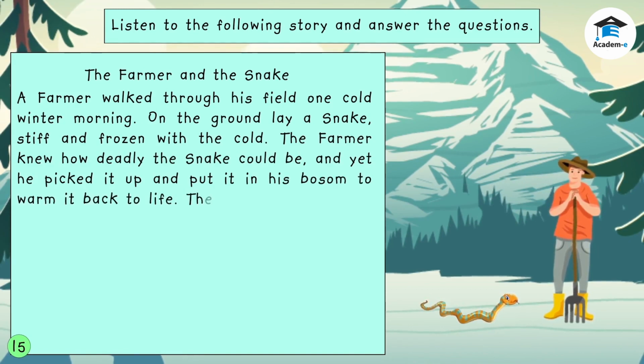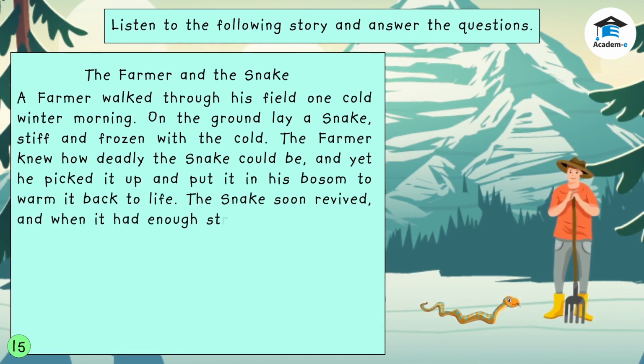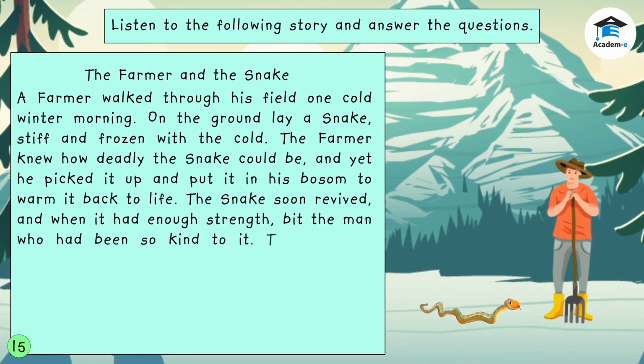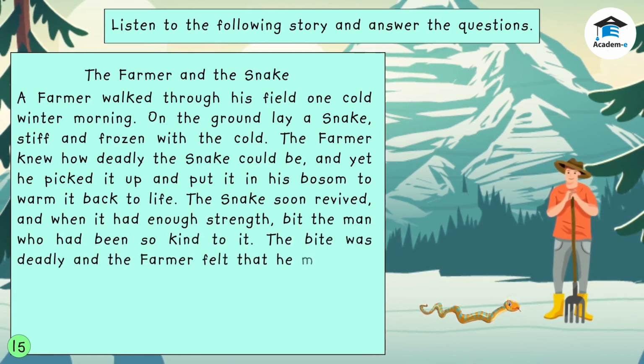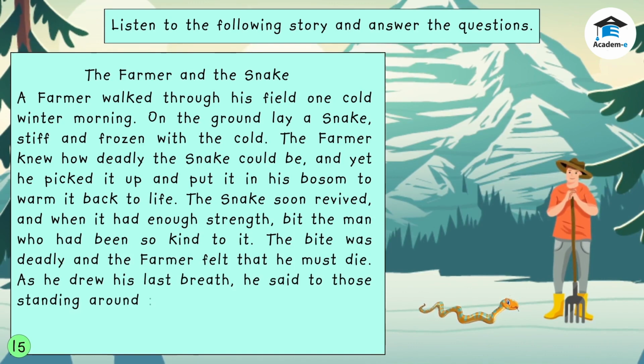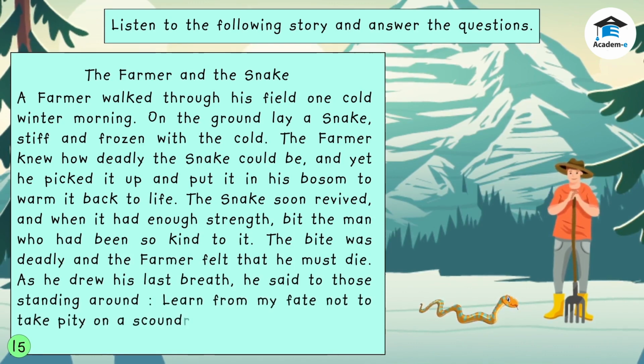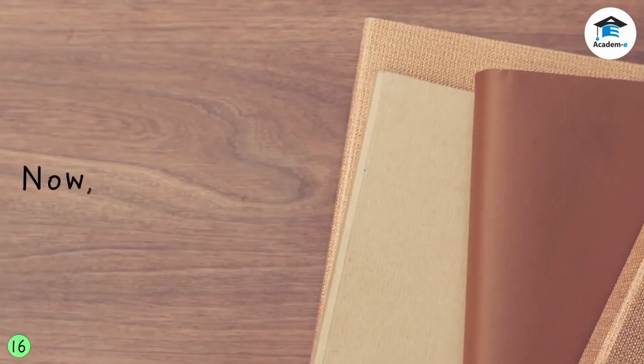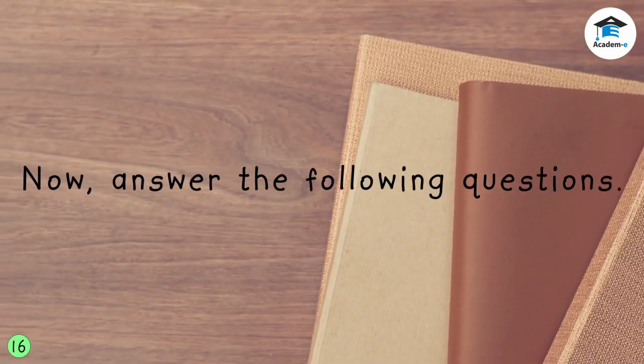The snake soon revived, and when it had enough strength, bit the man who had been so kind to it. The bite was deadly and the farmer felt that he must die. As he drew his last breath, he said to those standing around, "Learn from my fate not to take pity on a scoundrel." Now, answer the following questions.